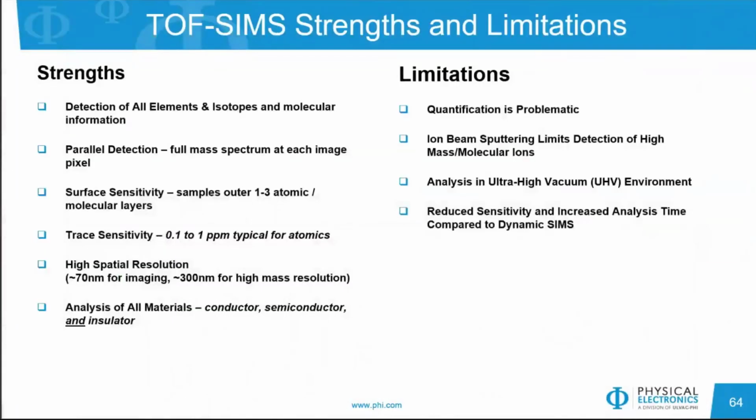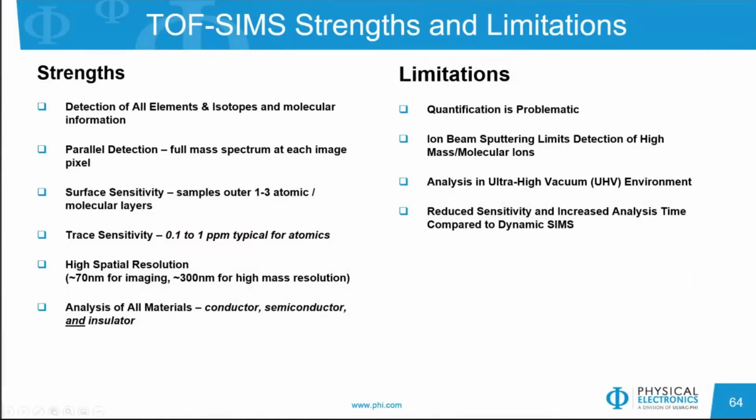So just some of the strengths of TOF-SIMS: you get detection of all isotopes and elements. You get parallel detection, so a full mass spectrum. You get high surface sensitivity, so just the top surface, 10 to 20 angstroms. You get high chemical sensitivity down to the ppb range, high spatial resolution, and high mass resolution, depending on the mode. And you can analyze all materials: conductor, semiconductor, and insulator.